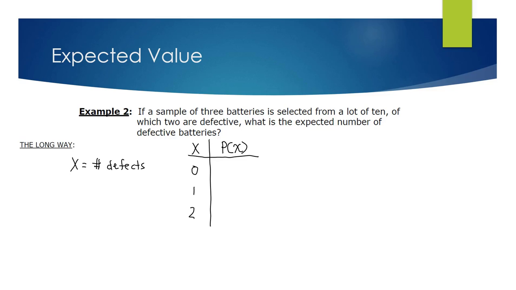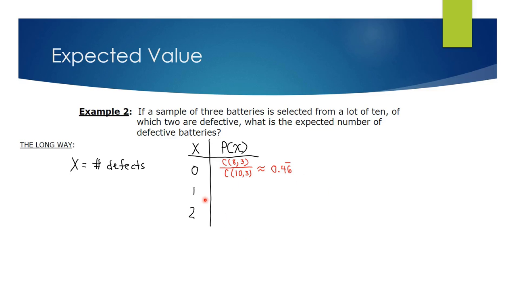I usually don't allow anything on my probability distribution that would have a 0 probability of happening. So how would I calculate these? Going back to the way we did it before, the probability of no defects means all 3 of them were good batteries. So when I chose my 3 out of 10, I'm choosing 3 out of the 8 that were not defective. And that gives me 0.46 repeating, which is basically 7 out of 15.